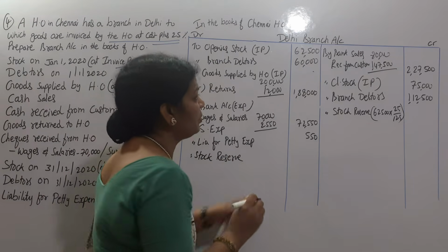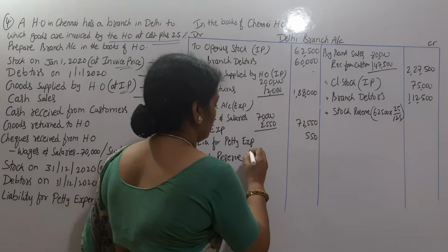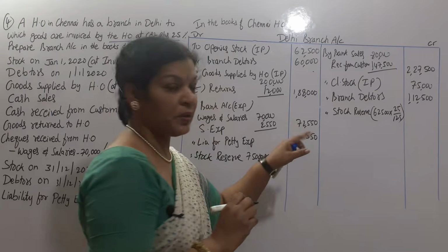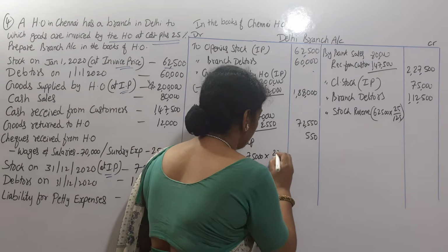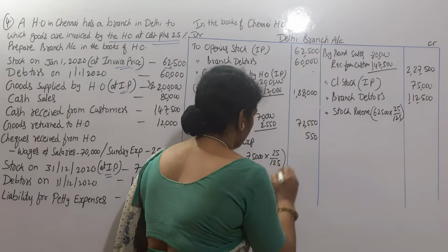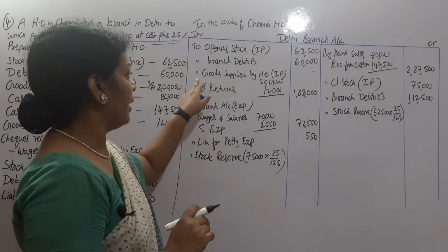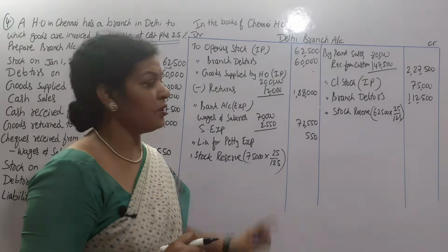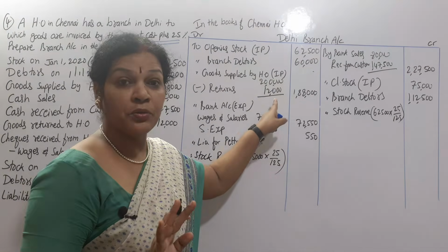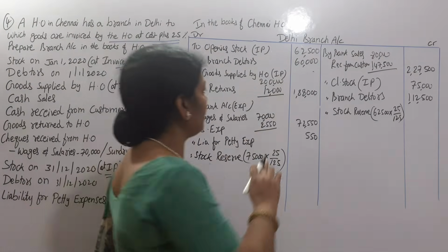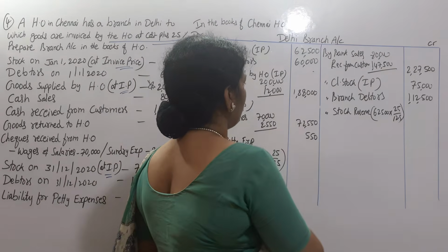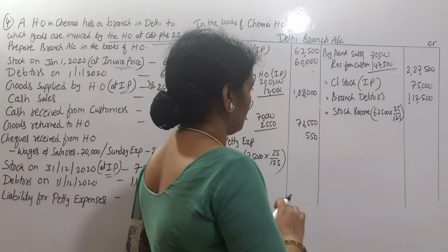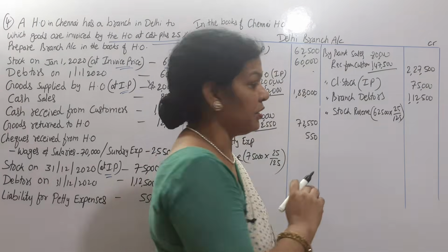How much is the amount? 75,000 into invoice price is included, no? So 25 by 125. We'll calculate this. And also goods supplied by head office. Goods supplied by head office is here 2 lakh. 2 lakh only will take, or you can take 1,88,000. Yes, 1,88,000 because the total amount is 1,88,000.